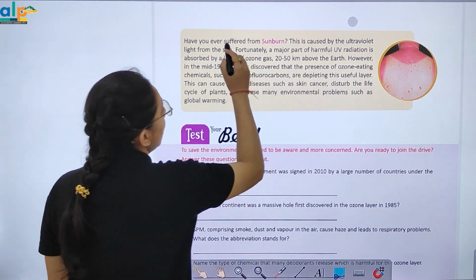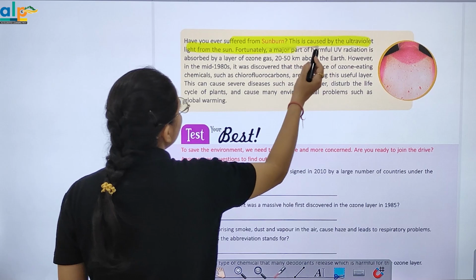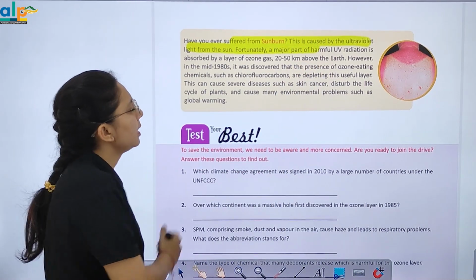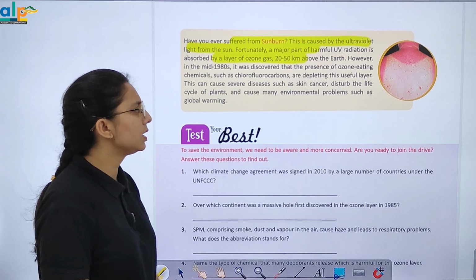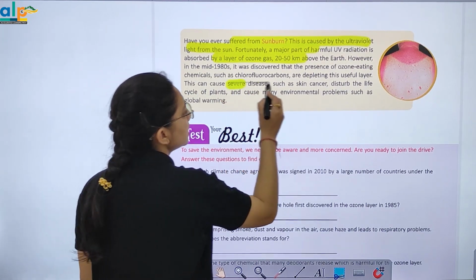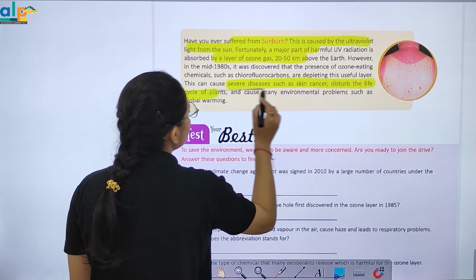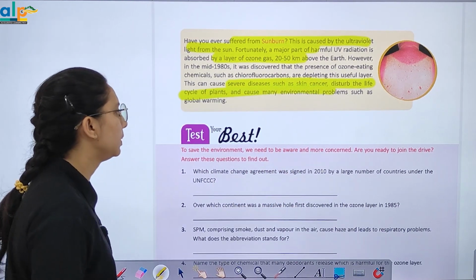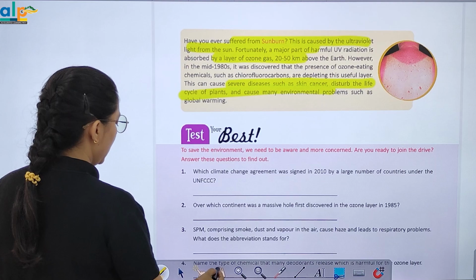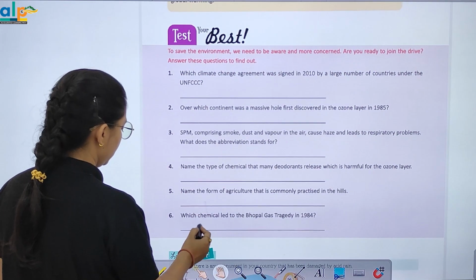Now, sunburn is caused by UV rays, and a major part of the harmful UV radiation is absorbed in the layer of ozone, 20 to 50 kilometers above the earth. So this can cause severe diseases such as skin cancer, disturb the life cycle of plants, and cause many environmental problems, that is global warming. Right? Now let's do test your best.